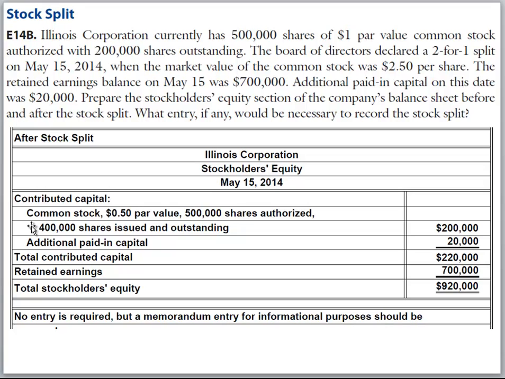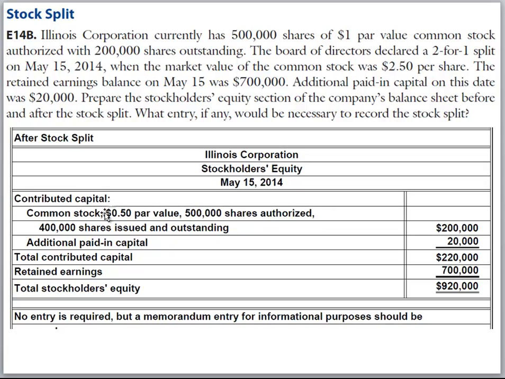So in a 2-for-1 stock split, it doubles. If it were a 3-for-1 stock split, it would triple, although in this scenario, we couldn't go over the 500,000 shares that are authorized. The additional paid-in capital does not change, but look at what happens to the par value. Previously, the par value was $1. So in a 2-for-1 stock split, not only does the number of shares issued and outstanding double, but the par value is cut in half. Now, if it was a 3-for-1 stock split, the par value would be cut to one-third.